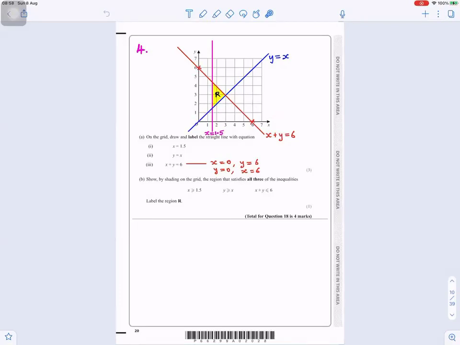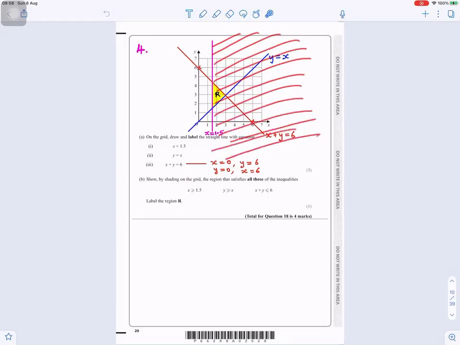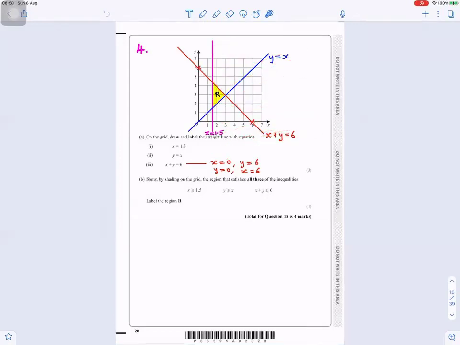Part B, show by shading on the grid the region that satisfies all three of the inequalities. X is greater than or equal to 1.5. The pink line is at 1.5, so you want the parts which are greater than 1.5. Y is greater than or equal to x, so you want all of this part. X plus y is less than or equal to 6, you want all of this part.